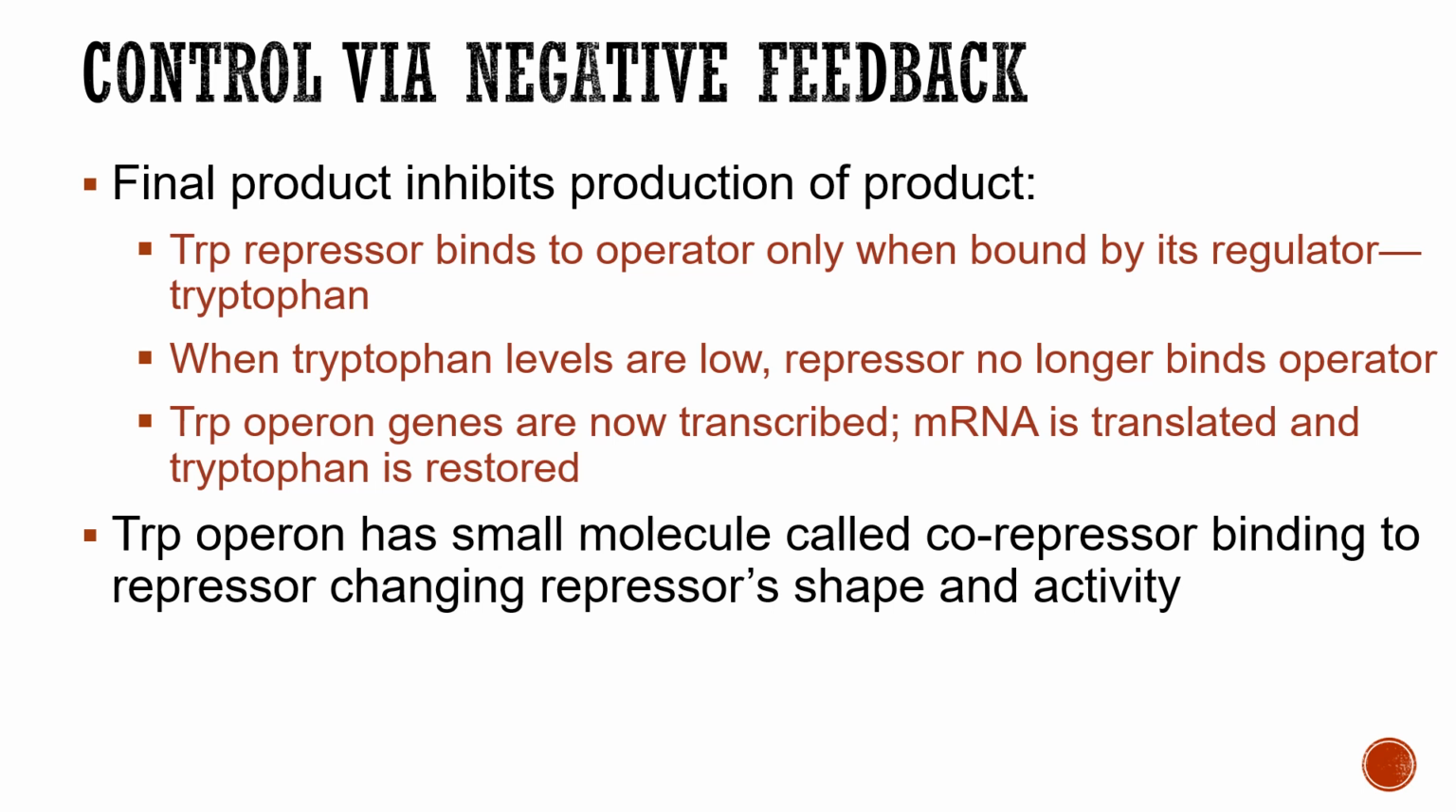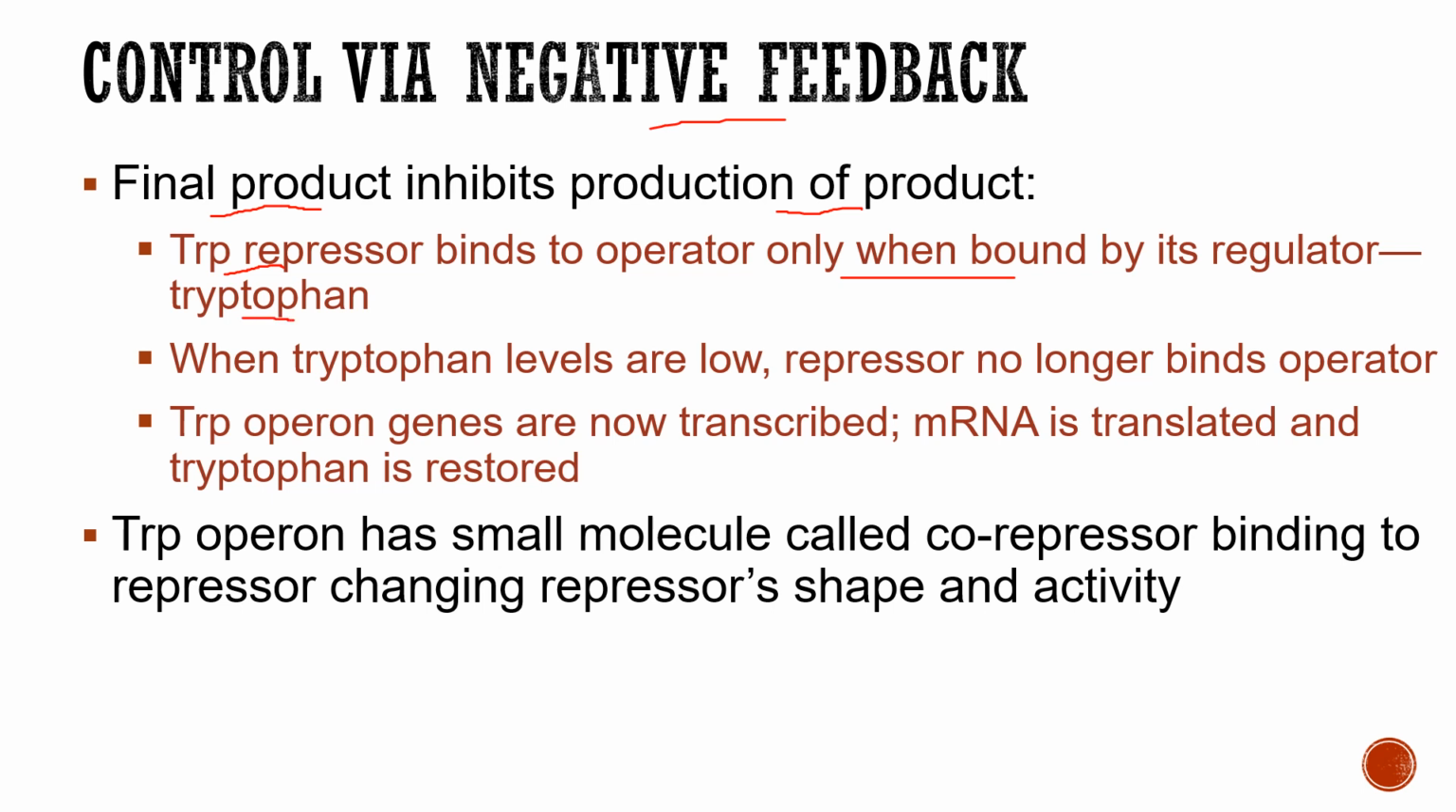All right, so this is an example of using that negative feedback. And we've talked about negative feedback before when we were looking at enzymes. With negative feedback, the final product is going to inhibit further production of the product. So we talked about how the final product would be an allosteric regulator of the first enzyme involved. Right, so this trp repressor binds to the operator only when it's bound to its regulator, which in this case is tryptophan.